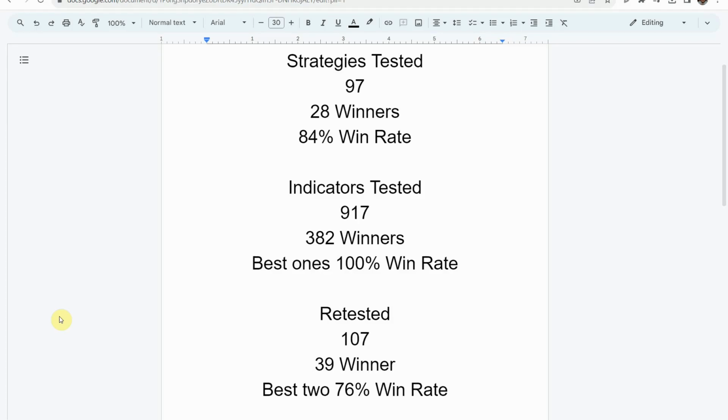We've also retested in the advanced testing 107 of the winning indicators. 39 of them have been able to maintain the winning status, the best two, a 76% win rate.